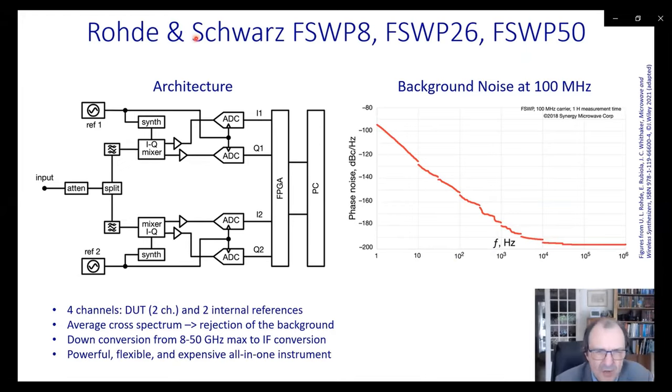One of the latest instruments is the Rohde & Schwarz FSWP. That comes in three versions, 8 GHz, 26 GHz, and 50 GHz. And this has a different architecture because it uses two reference synthesizers, but it uses an IQ mixer, high level IQ mixer, to down convert the microwave signal to an appropriate IF, and then you have analog to digital conversion, extraction of phase in FPGA, and then plotting the noise.